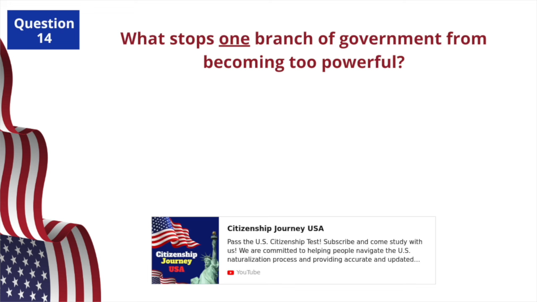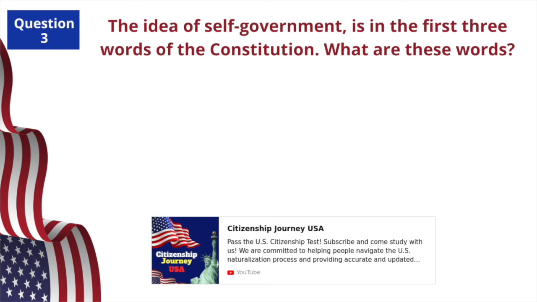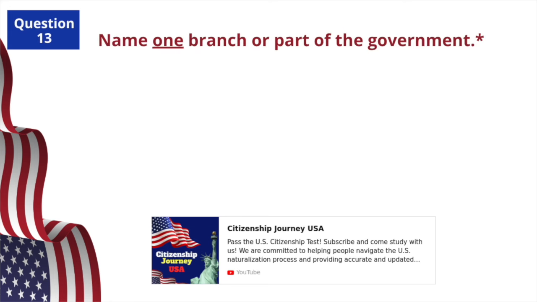What stops one branch of government from becoming too powerful? Checks and balances. The idea of self-government is in the first 3 words of the Constitution. What are these words? We the people. Name one branch or part of the government. Congress.